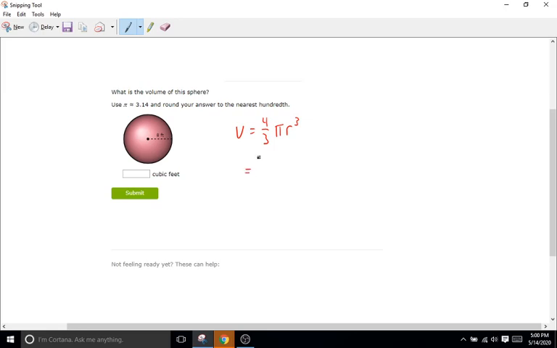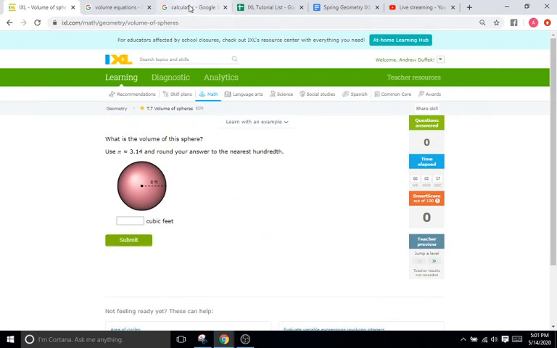And so we have volume equals 4 over 3. They say use 3.14 for pi, so we'll do 3.14. And then r cubed. R is just the radius, and it looks like the radius is 8. So times 8 cubed. And I'm just going to plug this all into a calculator.